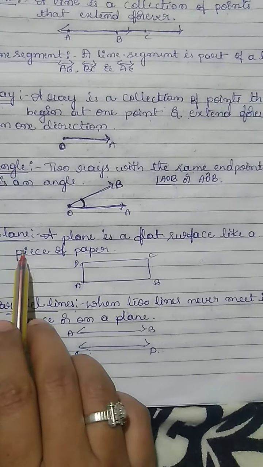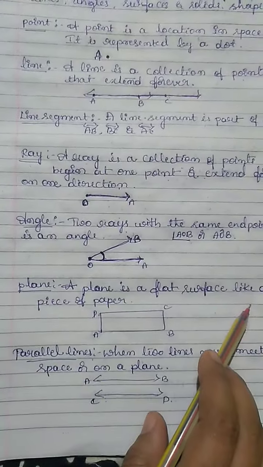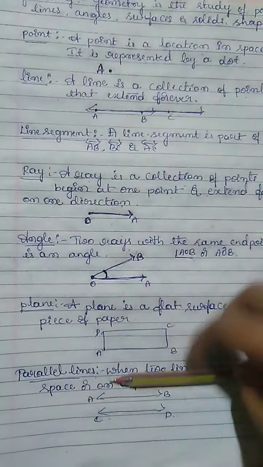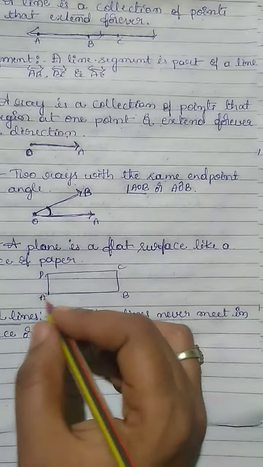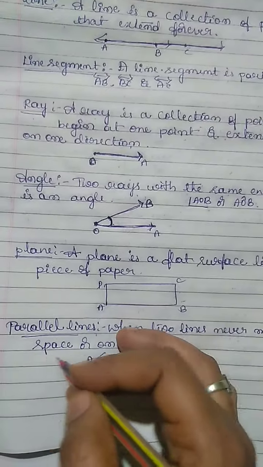Next one is plane. What is a plane? A plane is a flat surface like a piece of paper. See, this is a plane, and it is represented like this. ABCD is the plane.